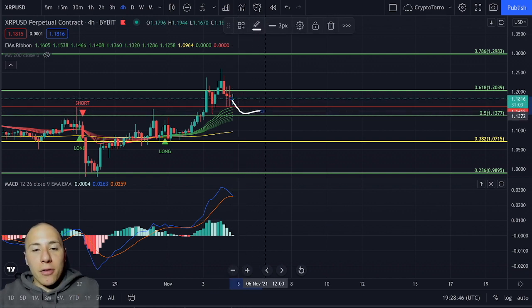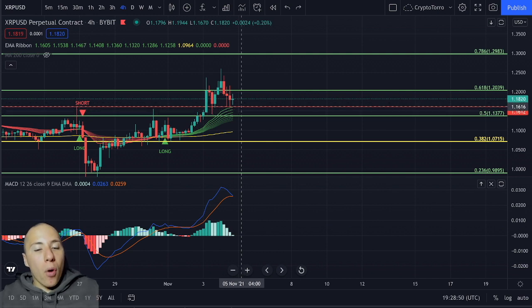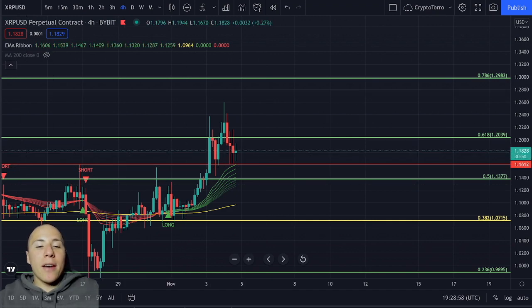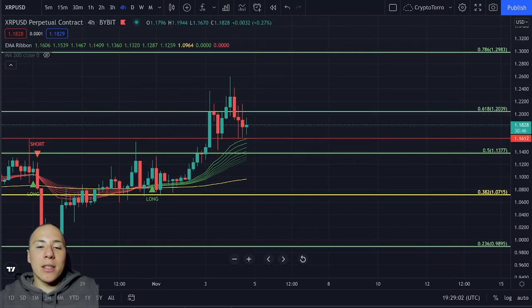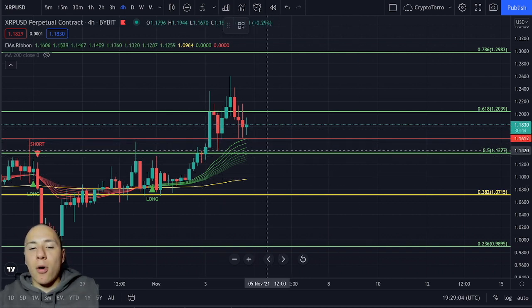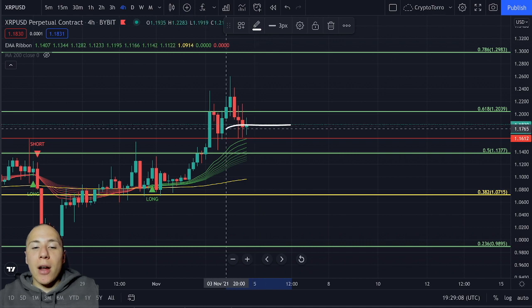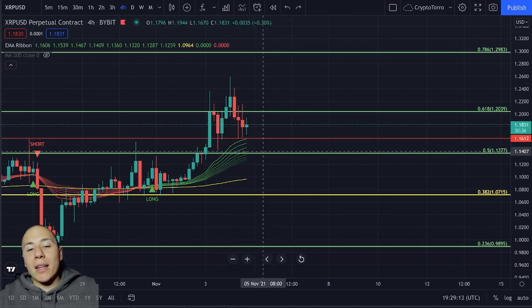So what are the levels that you have to take a look at right now, where you could accumulate even more XRP, and why you have to take those levels very seriously if we break down even further below those? Clearly, we are still supported by the EMA ribbon. The EMA ribbon is still underneath us, and it is right now catching up at approximately $1.16. So this area was actually the area where I personally accumulated more XRP.